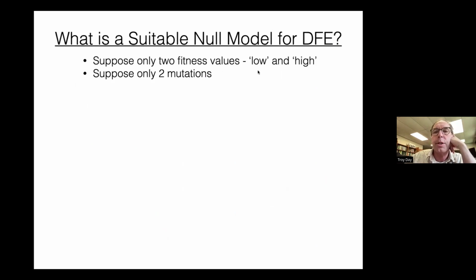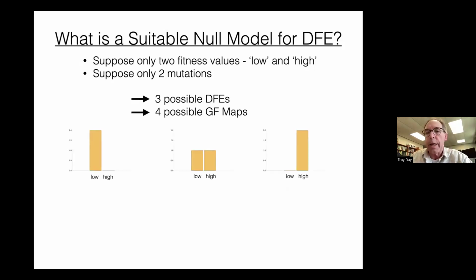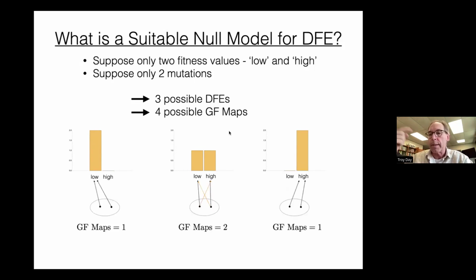Let's imagine we have only two fitness values possible, a low fitness or a high fitness. Every mutation has one of those fitness effects. And let's suppose there are only two mutations. That means there are three different possible DFEs, distributions of fitness effects. Both mutations could have low, one could have low and one high, or they could both have high. So there are three possible DFEs, but four possible mappings from genotype to fitness. There's only one mapping that places both genotypes in the low bin, and one that places both in the high bin, but there are two different maps that produce the distribution where one is low and one is high.